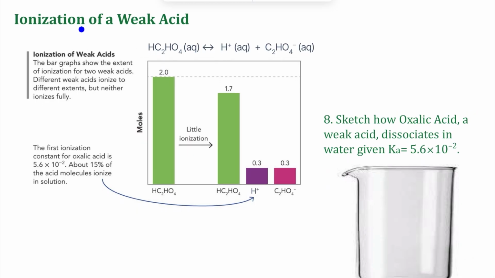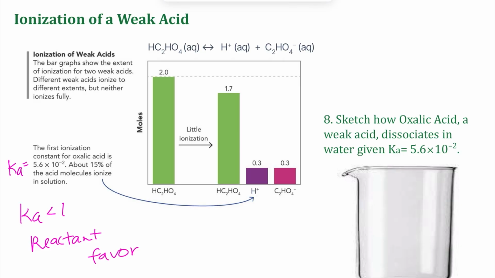So that ionization, again, breaking into ions, how does that compound break into ions? So this is showing the ionization of a weak acid, so not ionizing fully. We're looking at oxalic acid, and that has an ionization constant, which would be the Ka of 5.6 times 10 to the negative 2. So because that Ka is less than 1, that means that it is going to be reactant favored.